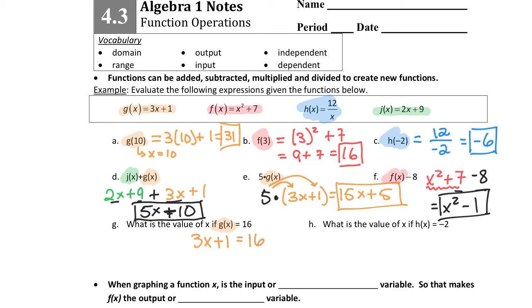Then I solve just like I've used my other rules in the past. I'm going to subtract that 1 from both sides. I get 3x equals 15. And so finally x equals 5. I divided by the 3 on both sides there. But let's talk about what that means. If x equals 5, then that means g of 5 should equal 16. And you can check that if I substitute 5 in here, I get 3 times 5 is 15, plus 1 does indeed equal 16.